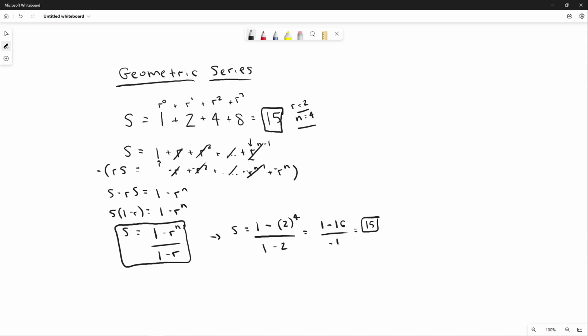So that is the formula we use to help us solve for a geometric series when you're summing a geometric series, where R is the number you're multiplying by and n is the number of terms in the series.